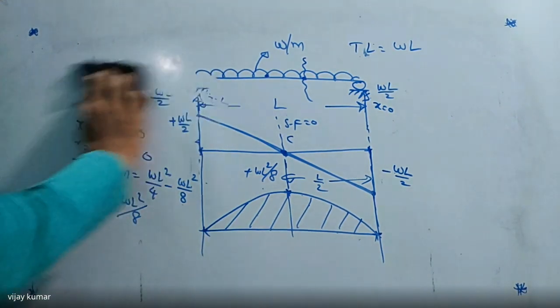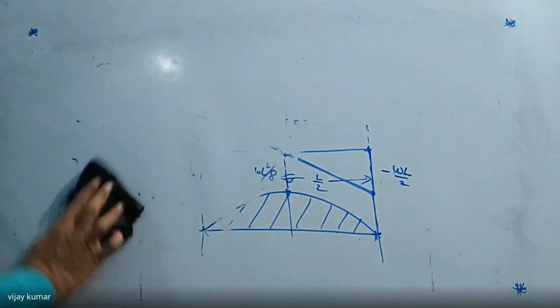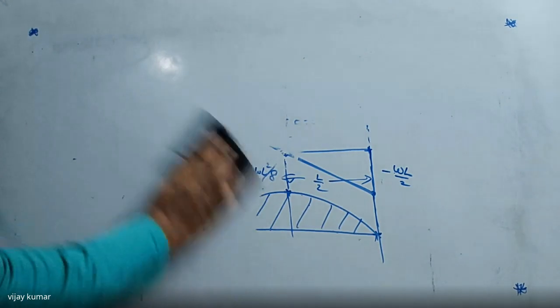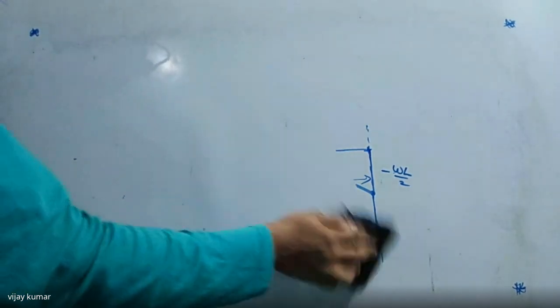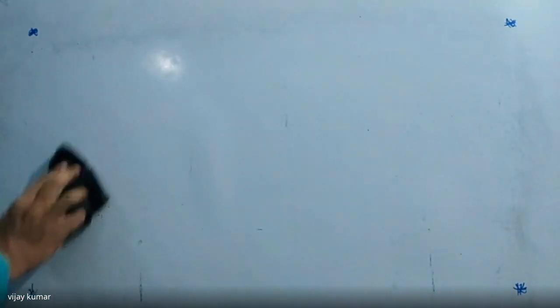So this is case number 2. A simply supported beam is subject to a UDL. So how do you draw the shear force and bending moment values? You have to remember those standard values.